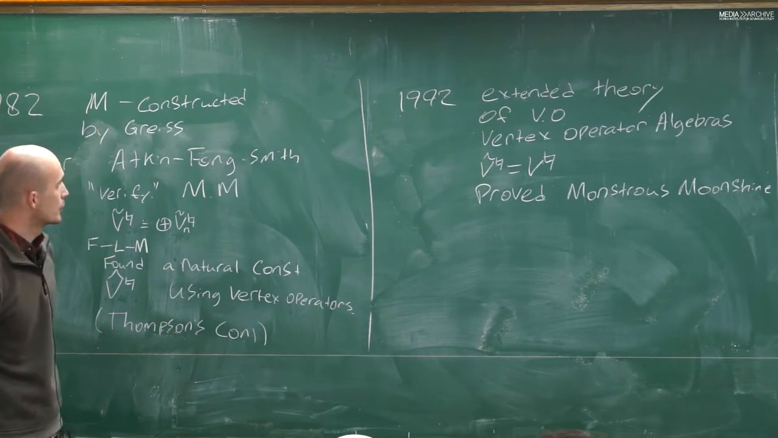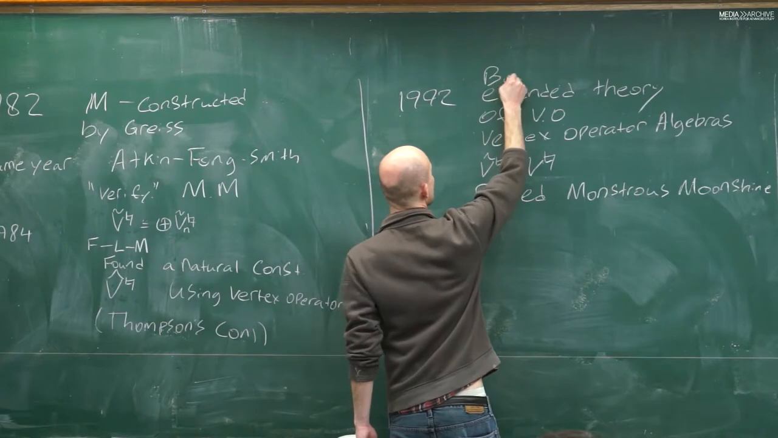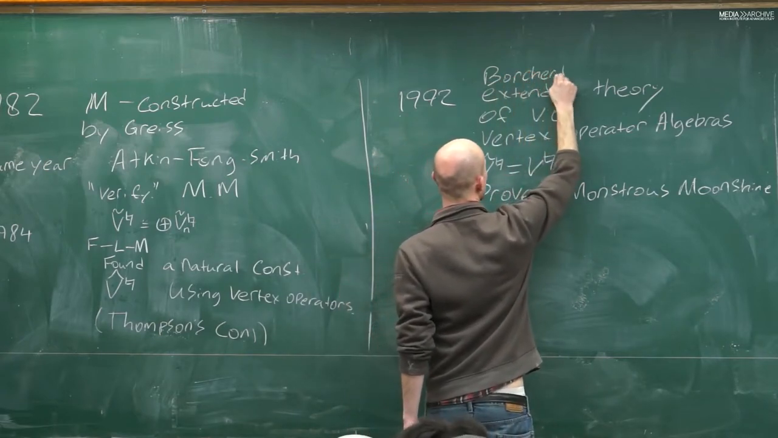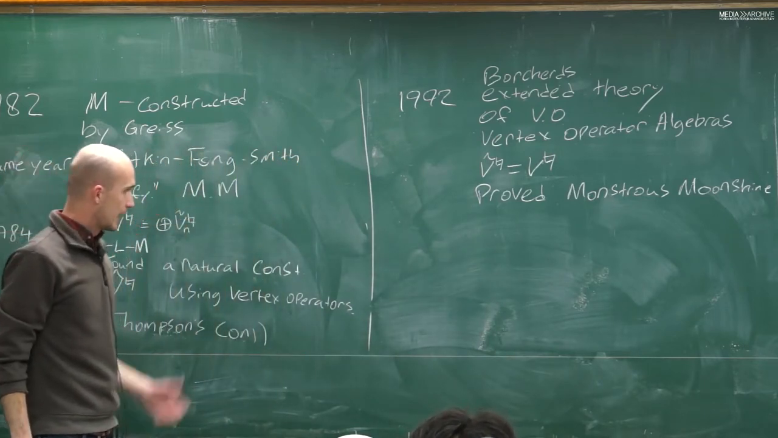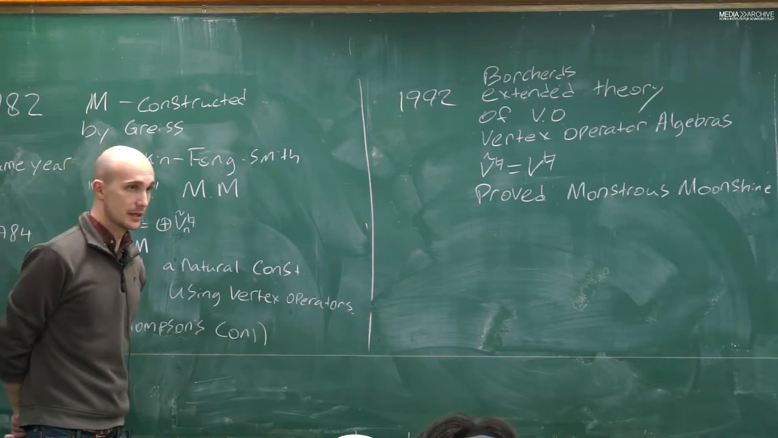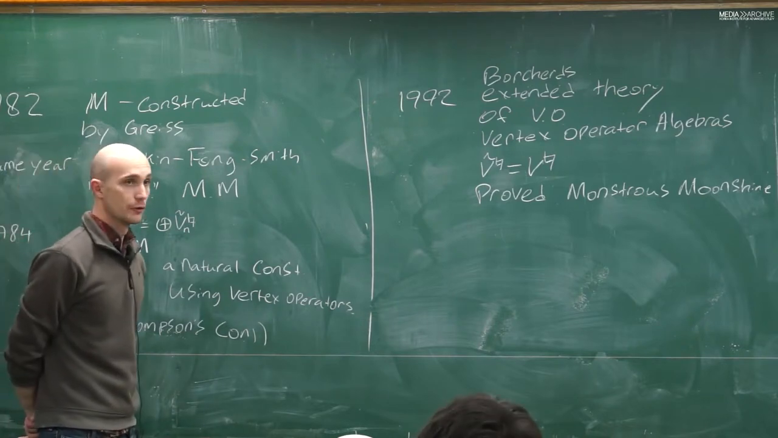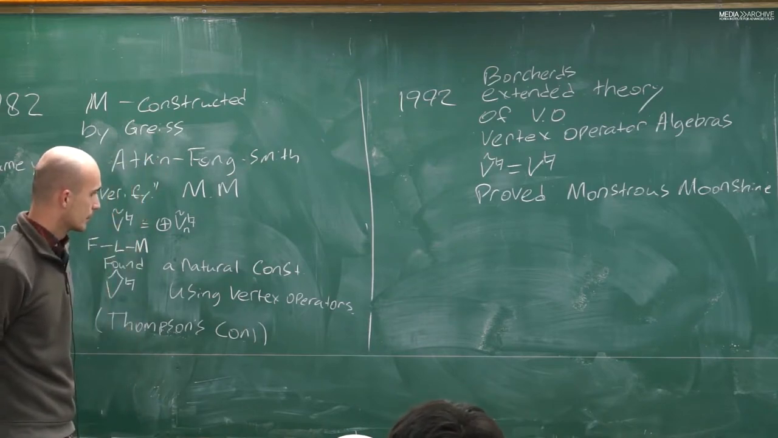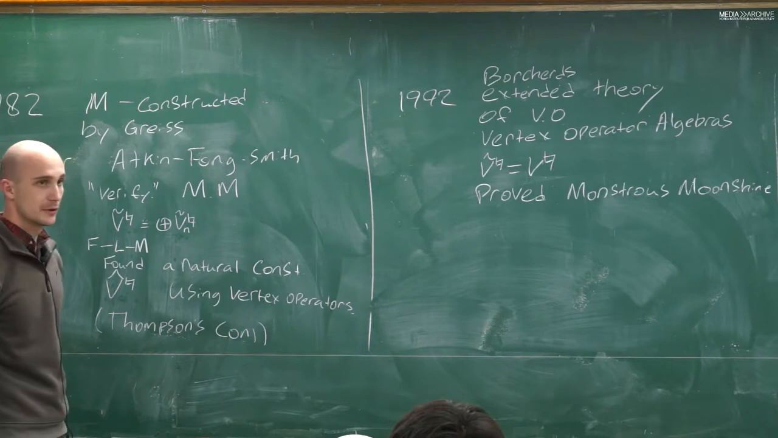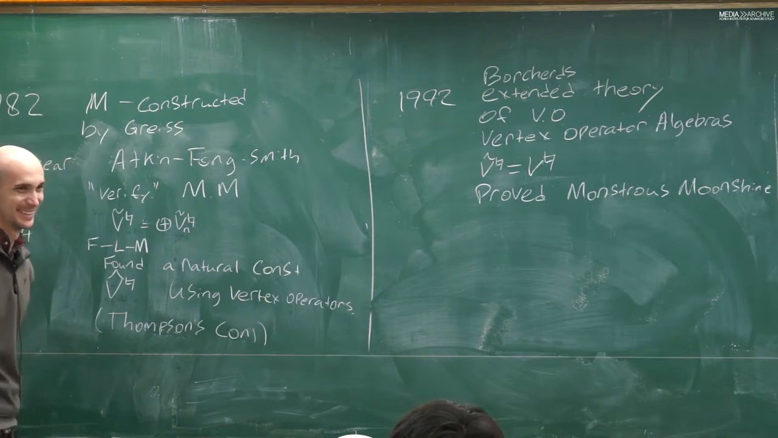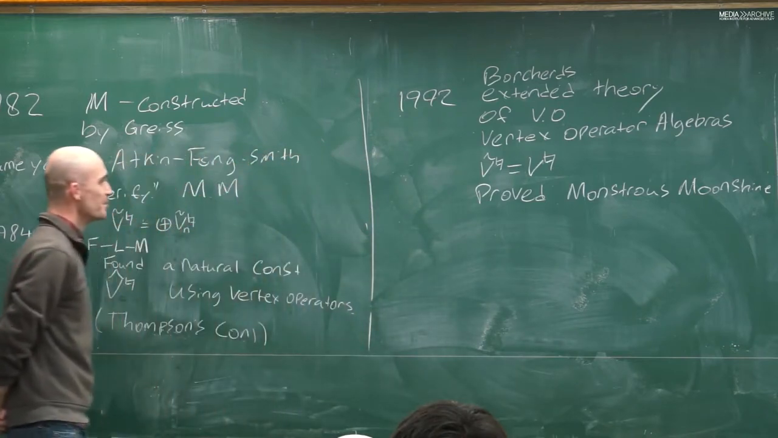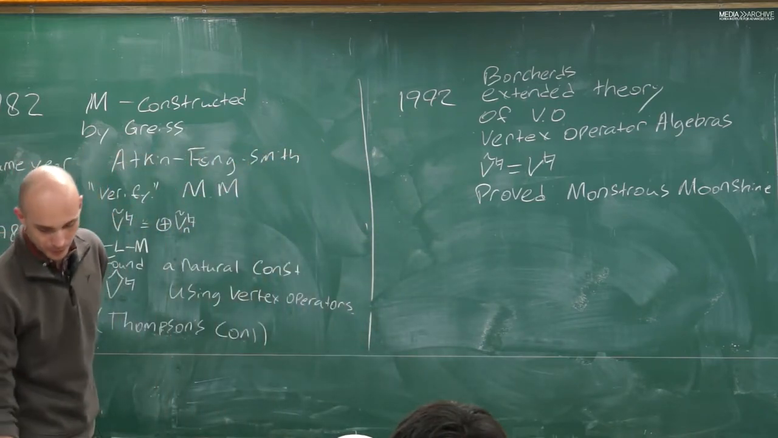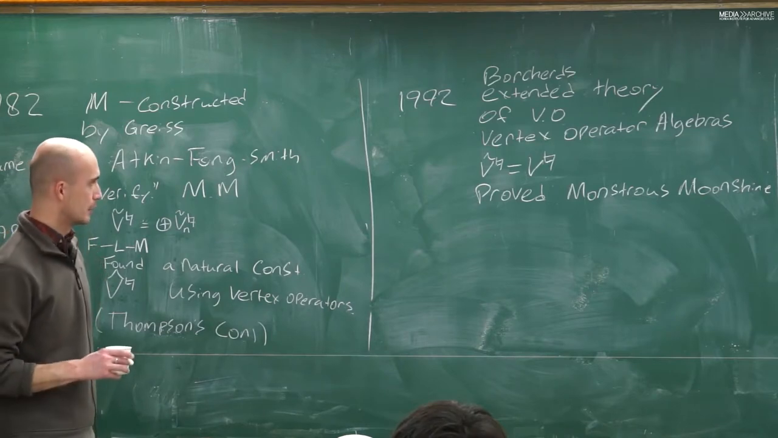So 1992, Borcherds proved Monstrous Moonshine, and he was eventually awarded the Fields Medal. The citation was primarily for this proof of Monstrous Moonshine. John Ogg offered him the bottle of Jack Daniels, but he turned it down because he doesn't drink. So the bottle of Jack Daniels has not been claimed. But Borcherds was very thrilled when he proved this. He said that he was over the moon that he had proved Monstrous Moonshine.